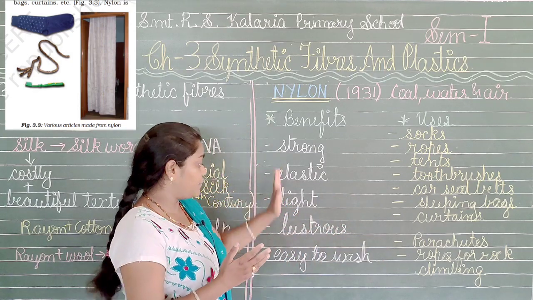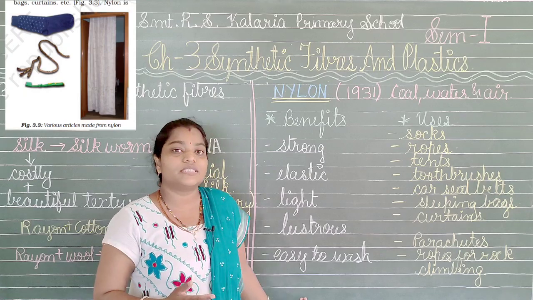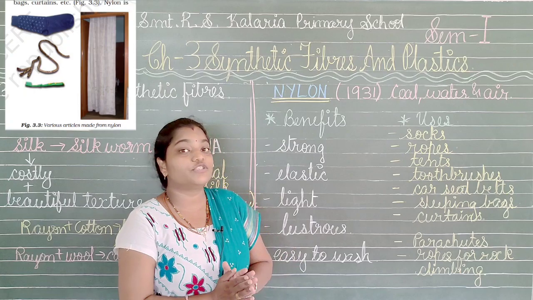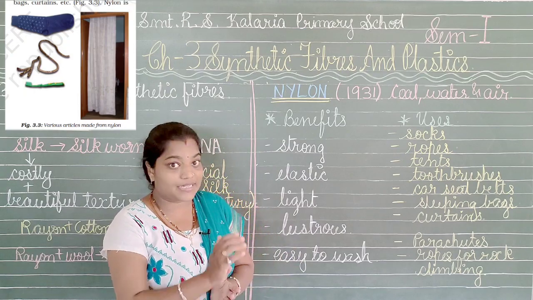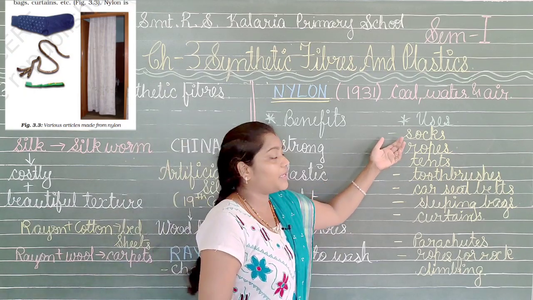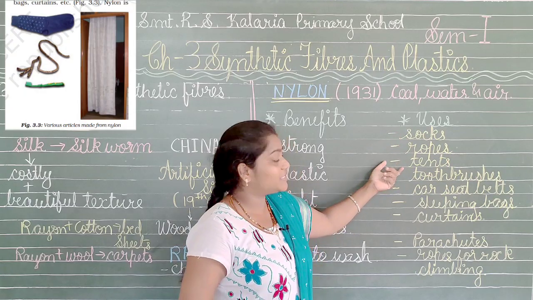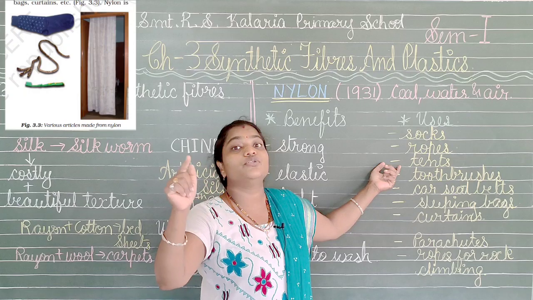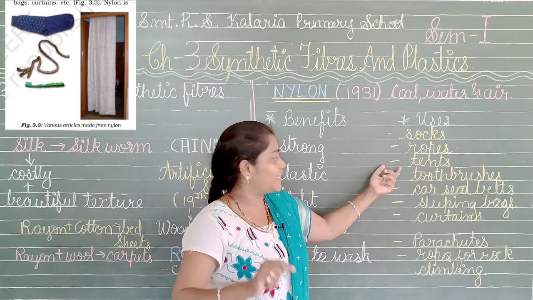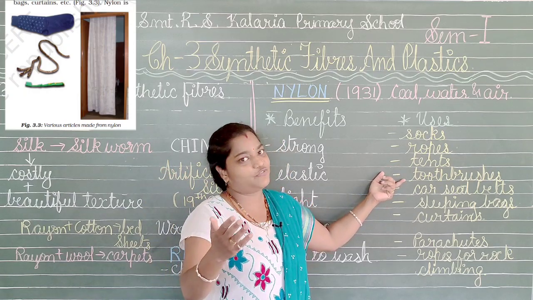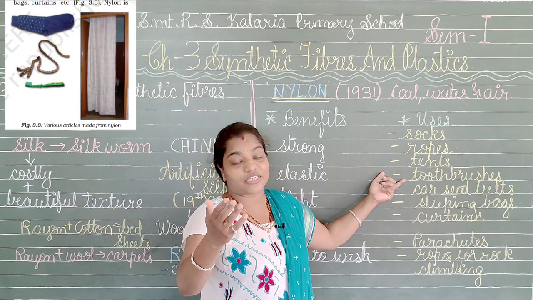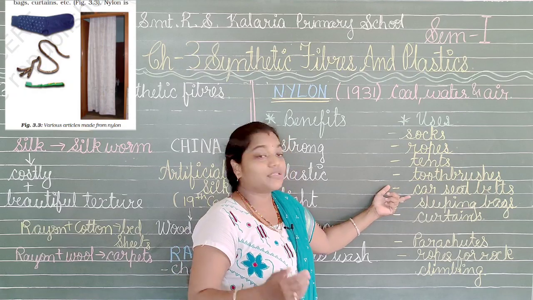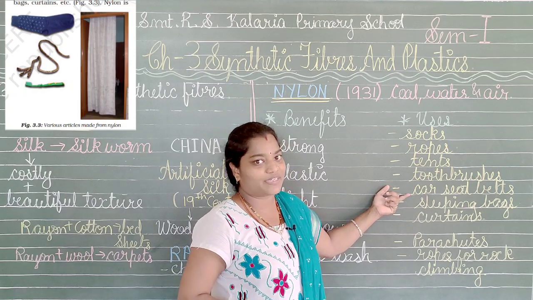Now, being such a beneficial product, we have used nylon to make so many things. What are the things we have prepared from nylon? Let's have a look at the list. We can make socks, ropes, tents. Yes, tents, the tents we use for outdoor picnics. Remember that? Then we have toothbrushes which we use always. Just check it out in your washrooms. They are made with nylon. Then we have car seat belts which we use often, isn't it?